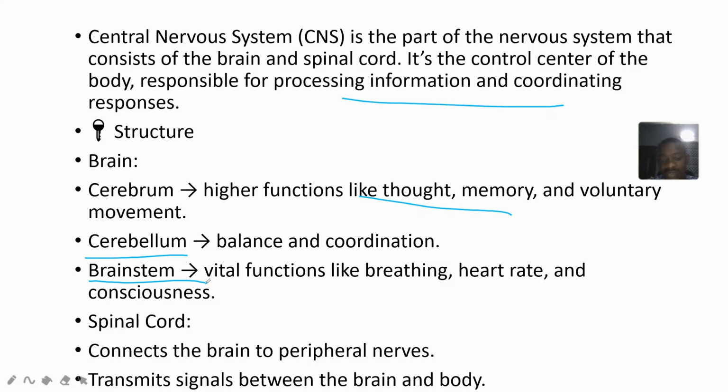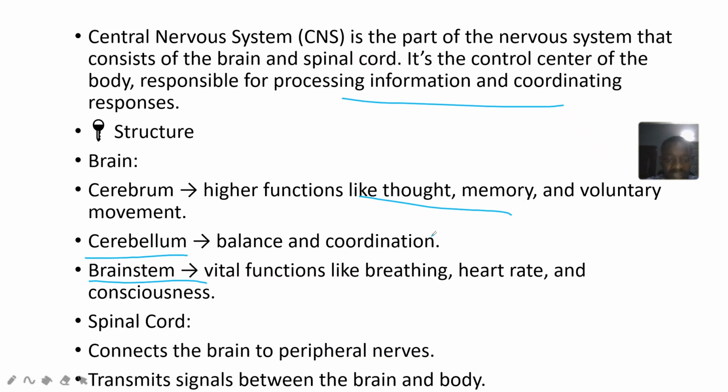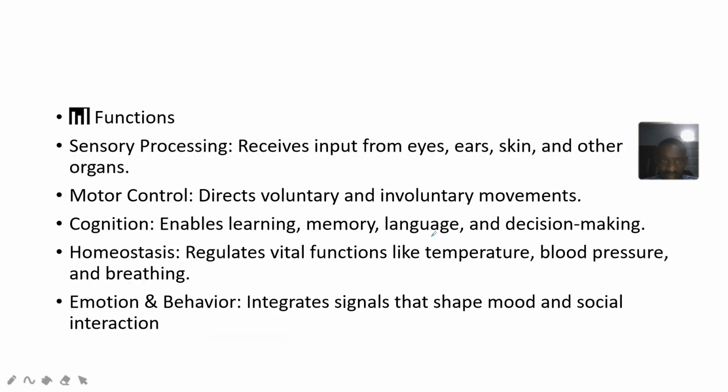Then we have the spinal cord. This one connects the brain to other parts. It's like the linking junction between the brain and the different parts of the body. So it transmits signals between the brain and the body.